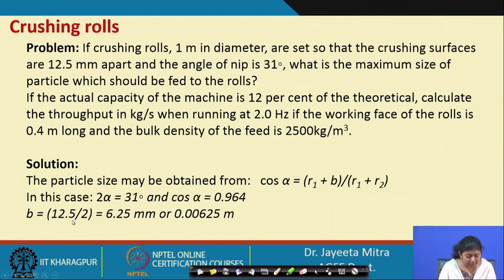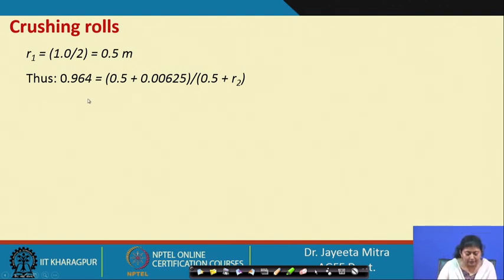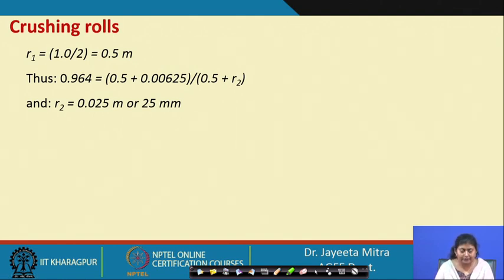So, b will be 12.5 divided by 2, because this was the gap given, 12.5 mm apart. So, we are getting 6.25 mm, or 0.00625 meter. Now, R1 is equal to 1 by 2, that is 0.5 meter. Putting in the value of cos alpha, which equals R1 plus b divided by R1 plus R2, we are getting R2 as 25 mm. R2 was the radius of the feed, so the feed size is 25 mm.